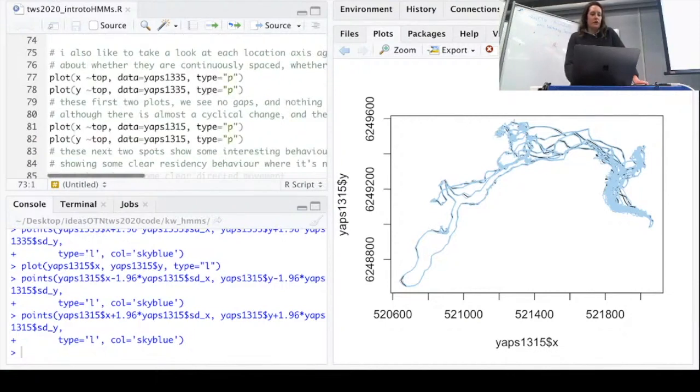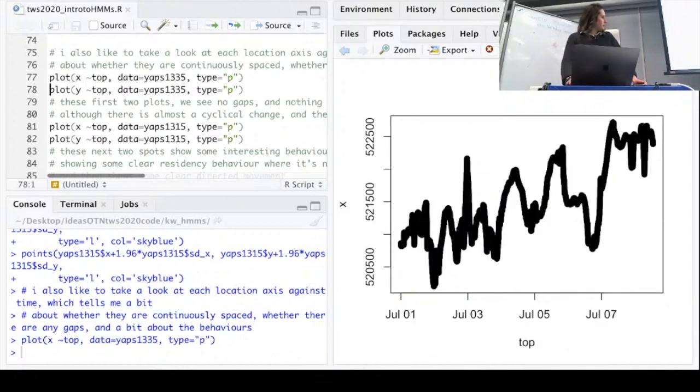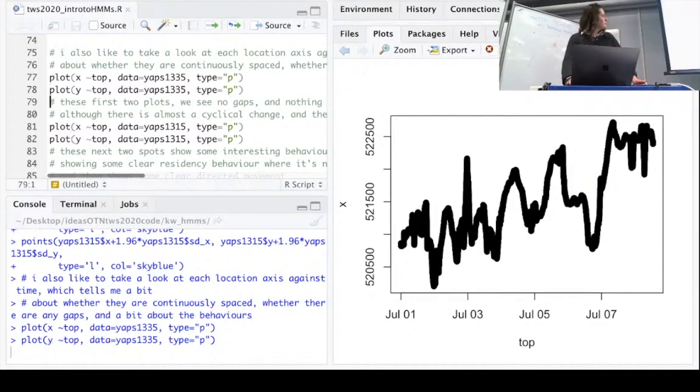I also always like to take a look at your locations through time. So I look at lon through time and lat through time. And the reason I do that is, like we saw before with Henrik and with the crayfish data, you could see that there were some significant gaps there. And if you don't know about those, they can certainly complicate your model fitting when you're doing an HMM. So here we're just looking at longitude through time. Here we have latitude through time.